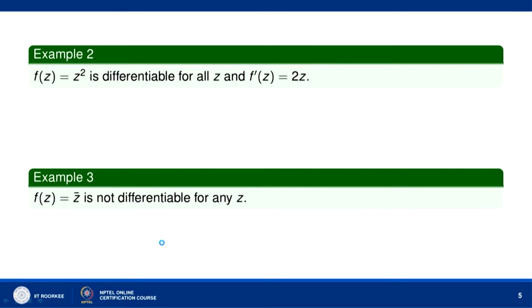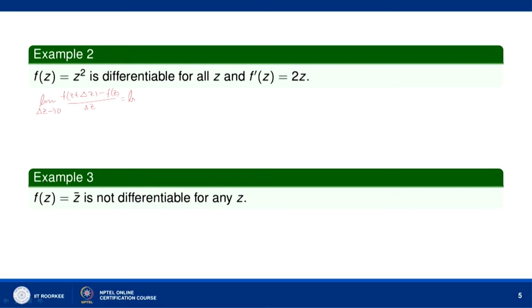Now, let us look at the function f z equal to z square and show that it is differentiable for all z and f prime z is equal to 2z. Okay. So, let us find the limit of f z plus delta z minus f z divided by delta z as delta z tends to 0. If this limit exists, then we shall say that the derivative of f z exists, and whatever is this value, that will be the derivative of f z at the point z. So, we are finding the derivative of f z at the point z here.